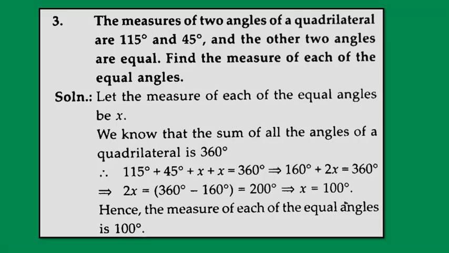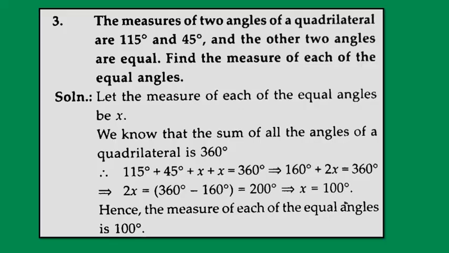Third question, the degree measures of two angles are given, 115 degree and 45 degree. Then it is also given that the other two angles are equal. When other two angles are equal, we can take each of them as x. Unknown angle 1 also x, unknown angle 2 also x. So 115 degree plus 45 degree plus x plus x is 360 degree. Then the same rule, whatever we followed previously. 115, 45, add it, x plus x is 2x.